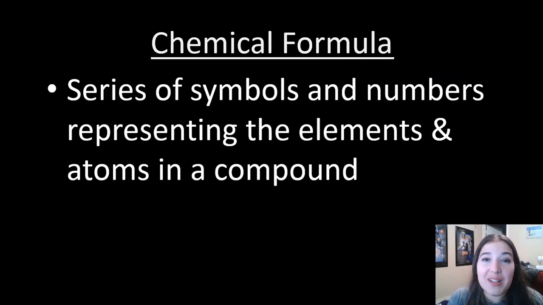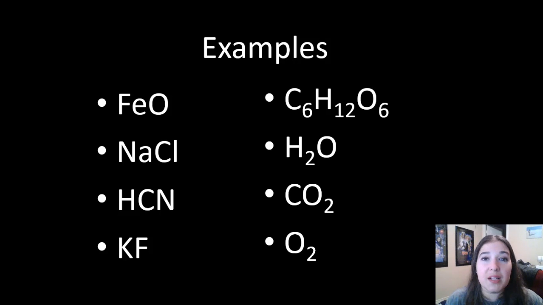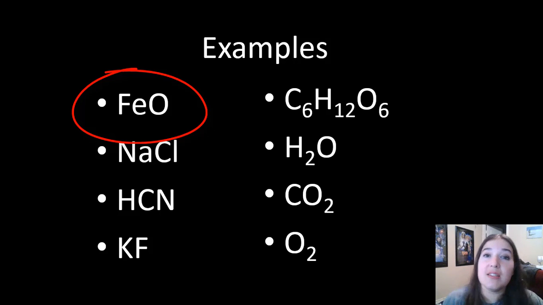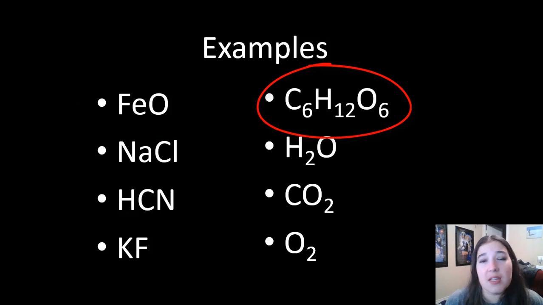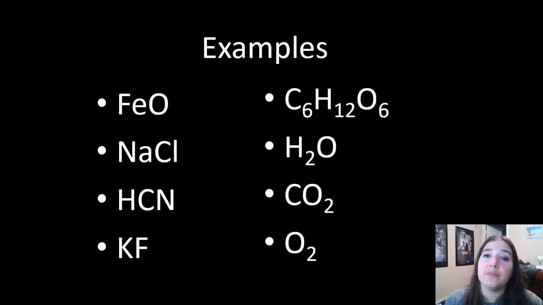So a chemical formula is very simply a list of chemical symbols and little bitty numbers. And all of those symbols and numbers tell me how many elements and atoms are in each molecule of that compound. These are all chemical formulas. FeO tells me that that is a compound of iron and oxygen. C6H12O6 is glucose, and that tells me it involves carbon, hydrogen, and oxygen.